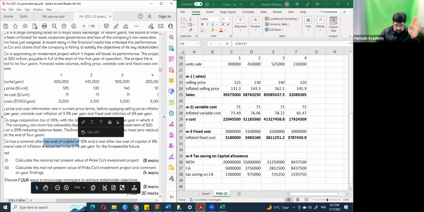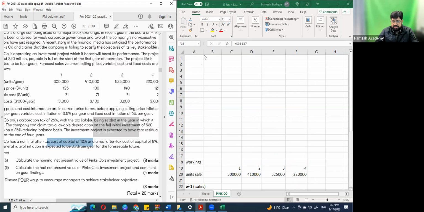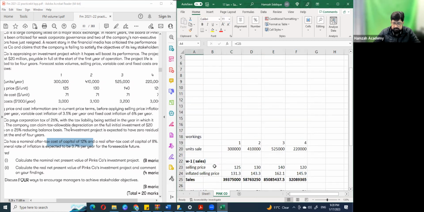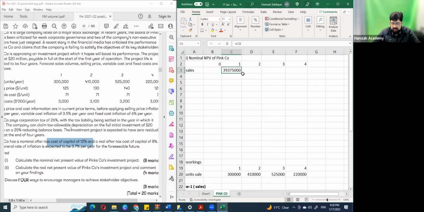Nominal after tax cost of capital is given, 12%. So students, come back. So A part, first part. The first part is nominal NPV of Pink Company. Year 0, 1, 2, 3, and 4. Sales.